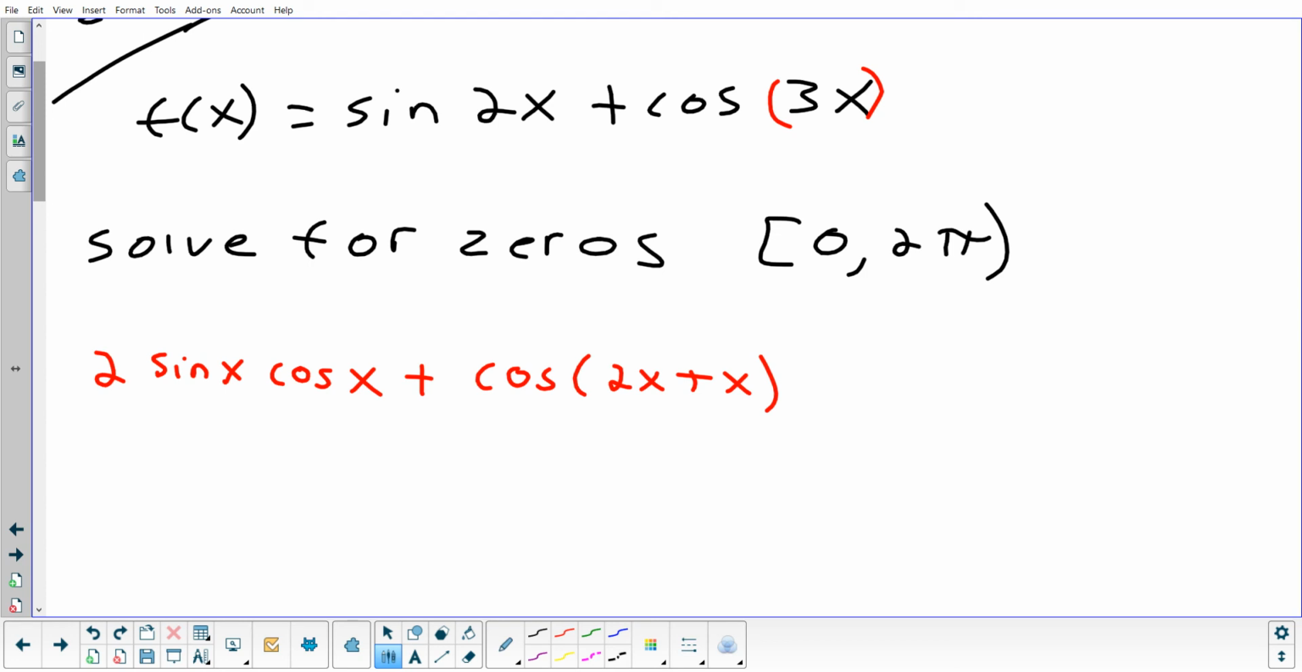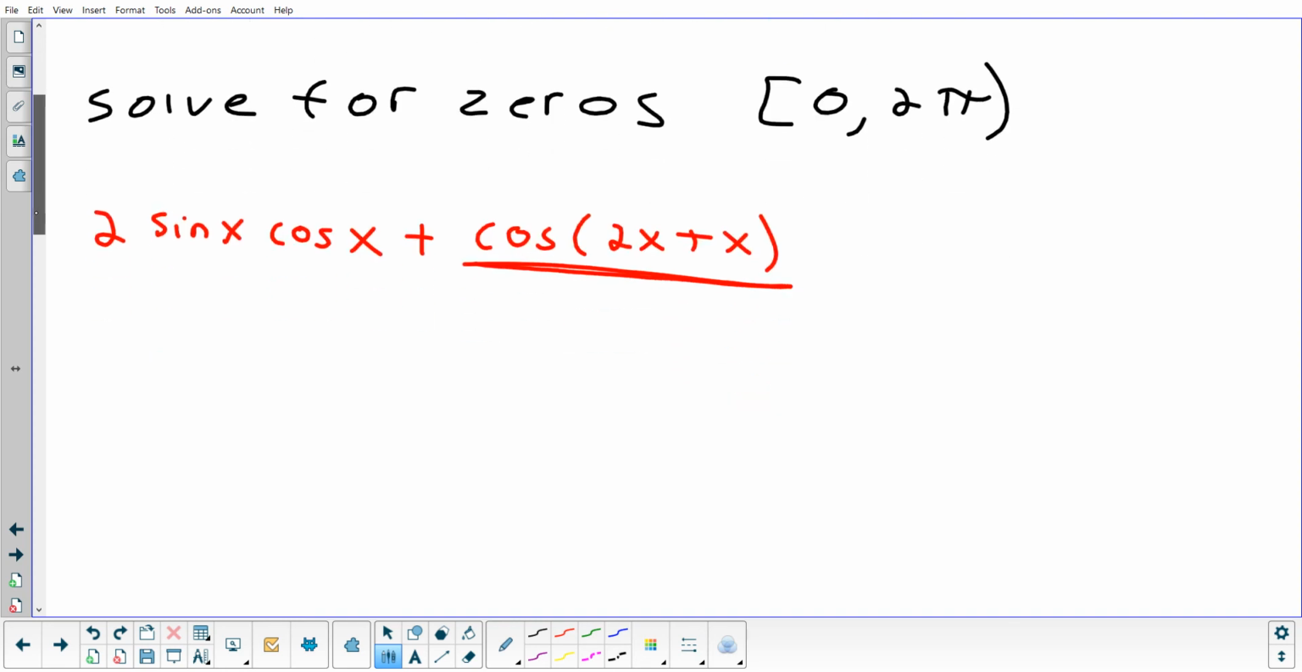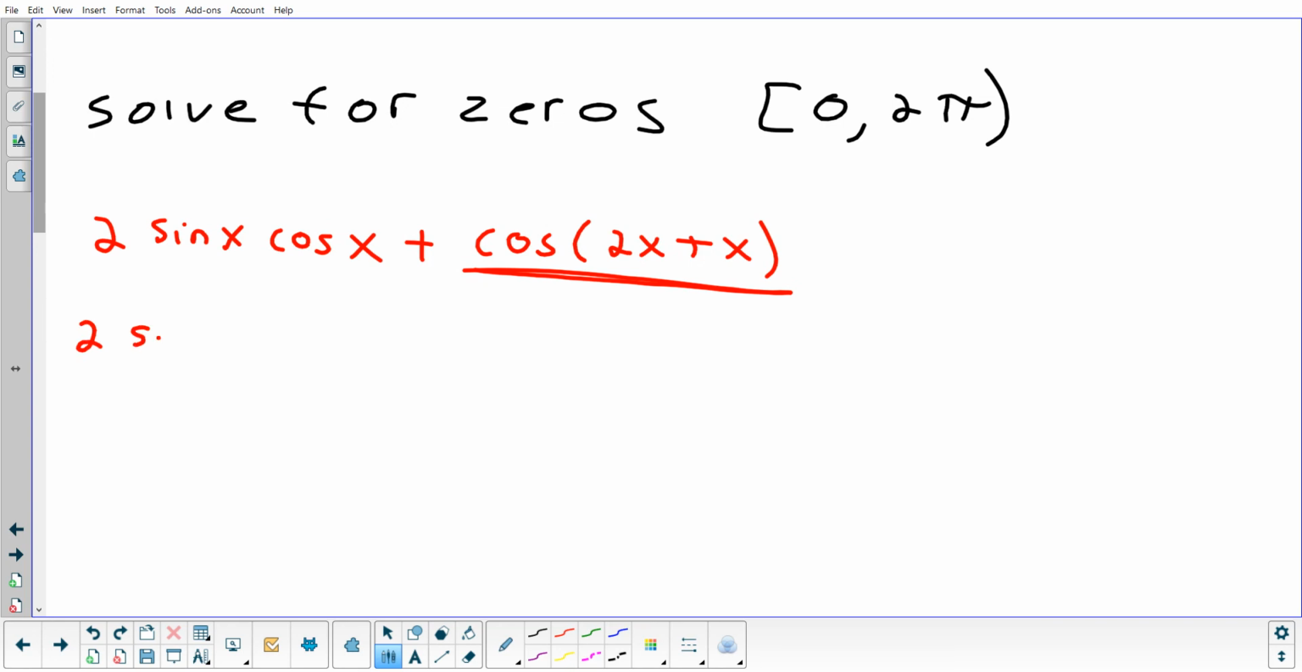What identity am I going to use on that? What's the name of it? Is it the cosine sum? Yep, it's the cosine sum. This part in front is just going to kind of hang out through every step until we get to a point where maybe we can do something with it.